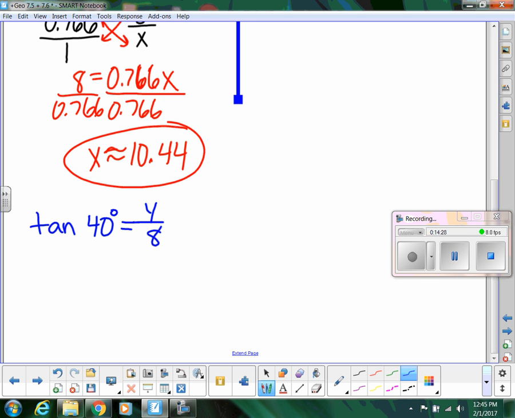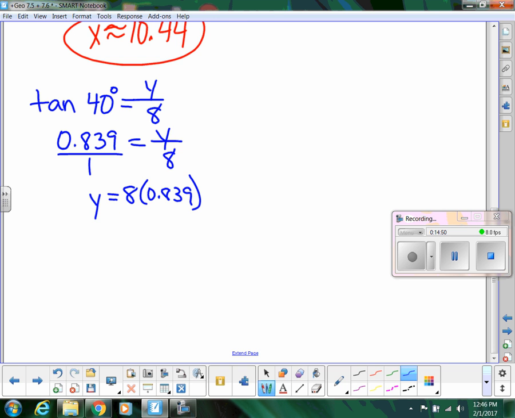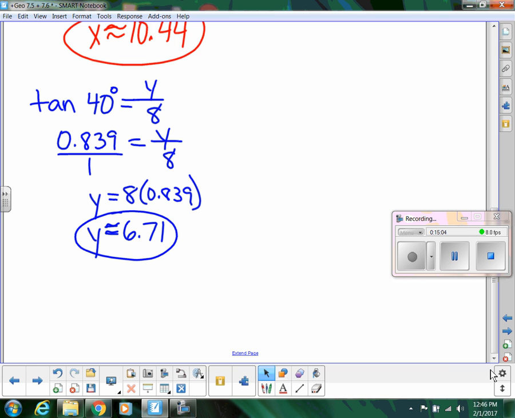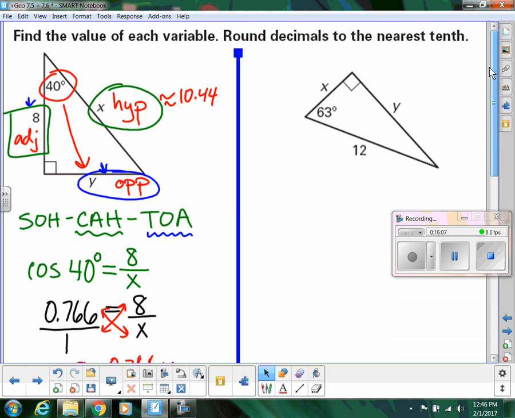Okay, so I'm going to do tangent of 40, which is 0.839. I'm not going to round that yet, so don't round yet. It's just I'm recording it for right now. Put that over 1, and I'm going to cross multiply. So I'm going to do y equals 8 times 0.839. So when I'm typing this into my calculator, I'm just typing 8 times my answer, which is approximately 6.71. Here's where I'm rounding.